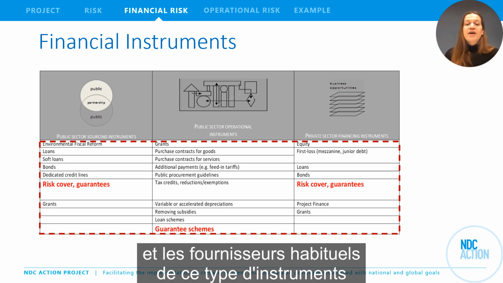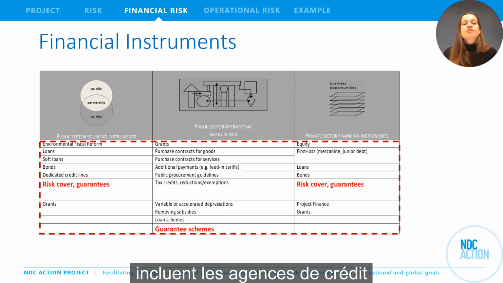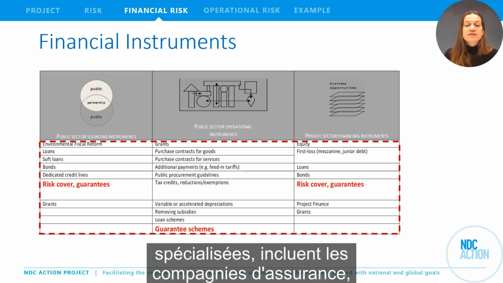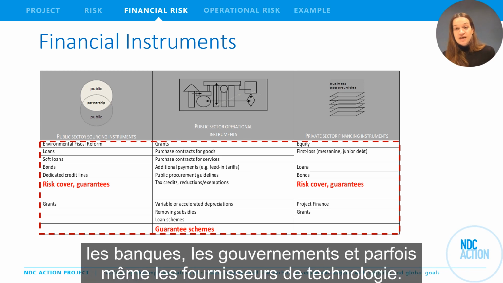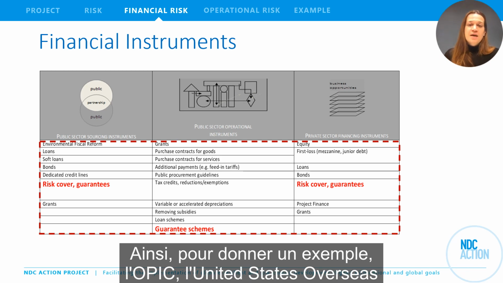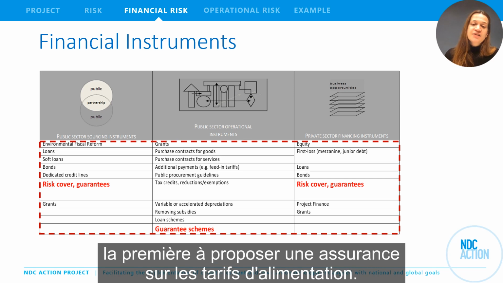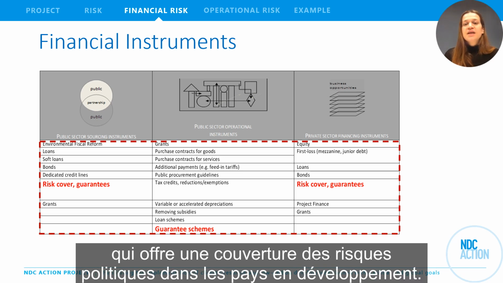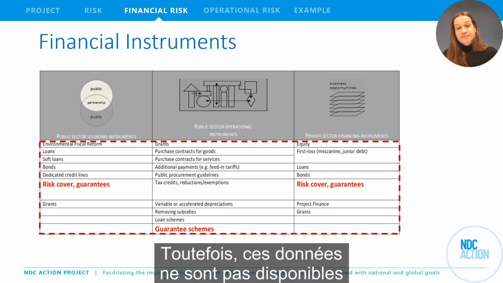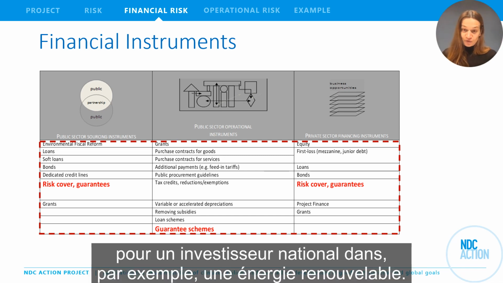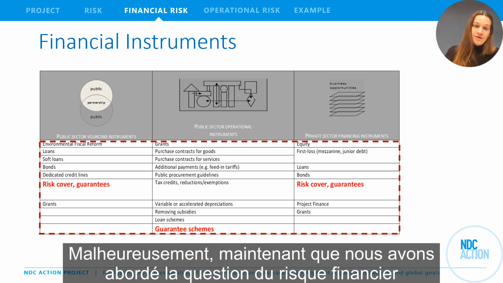And typical providers of such instruments include export credit agencies, insurance companies, banks, governments, and sometimes even technology suppliers. So to give an example, OPIC, the United States Overseas Private Investment Corporation, has pioneered a feed-in tariff insurance product that provides policy risk coverage in developing countries. However, these are not available for a domestic investor into, say, renewable energy, unfortunately.